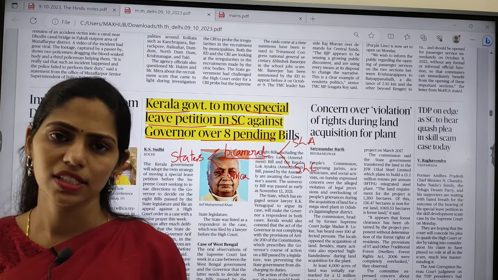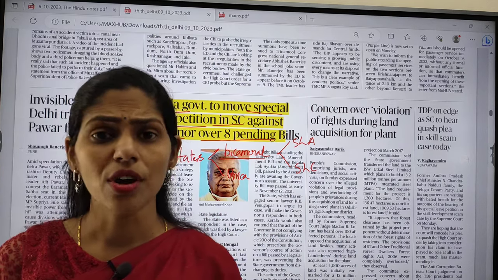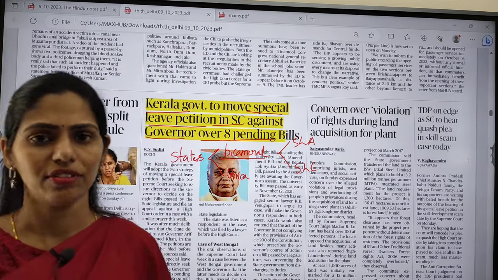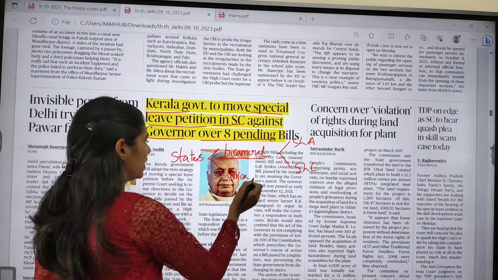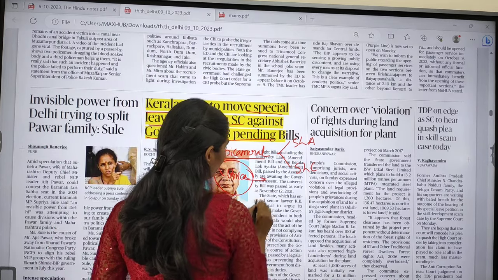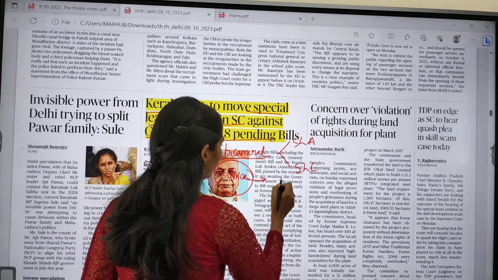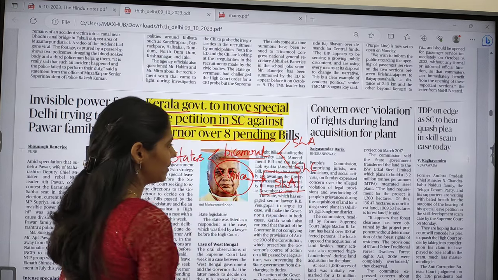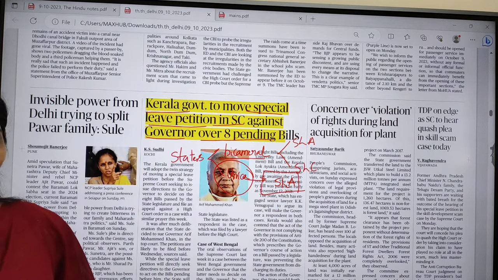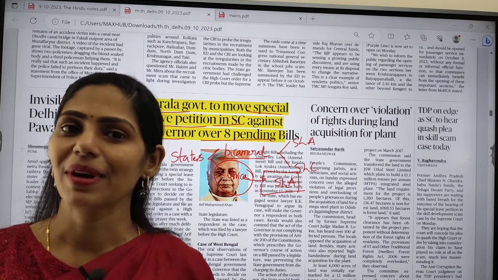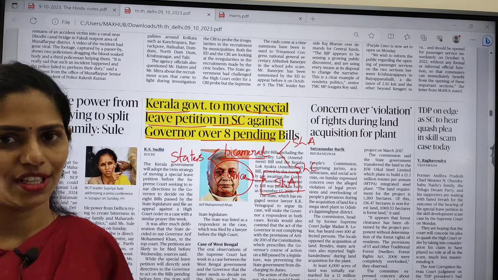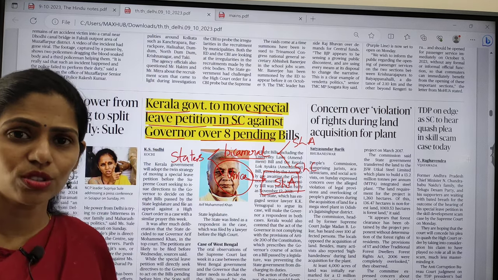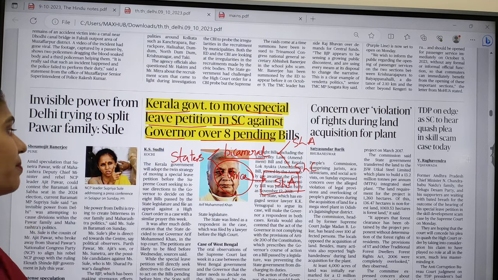It is the decision which is given to the states. If they want to have two houses, they can have, or if they want to have a single house, they can have a single house. It is entirely based on the interest of the state. Unicameral means we will be having only the state legislative assembly. Please let me know in the comment box in which states we have bicameral legislation. Don't forget about this because it might be your prelims question. Who knows? We can't predict the examination, right?